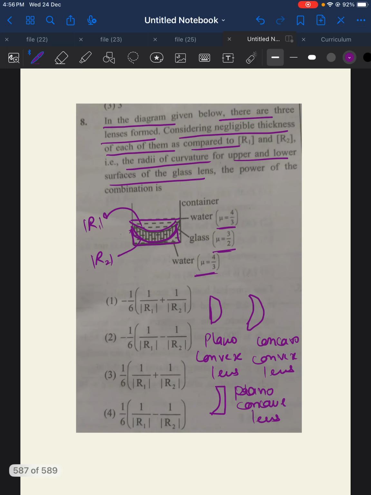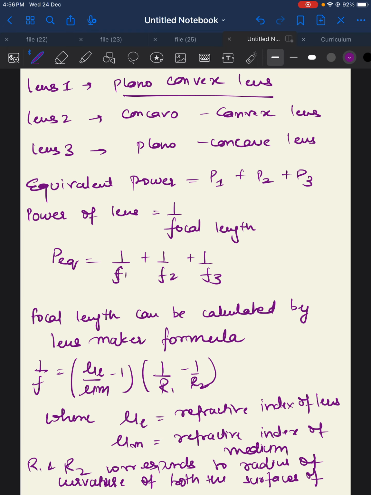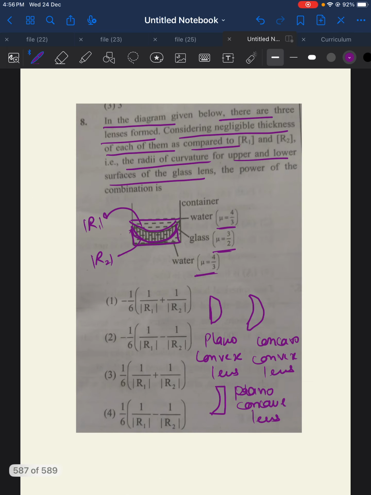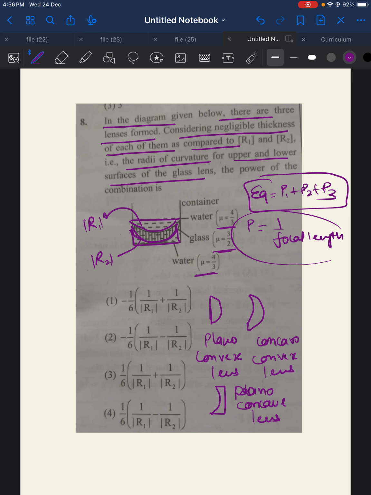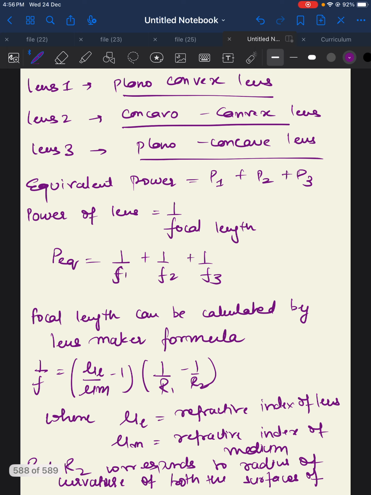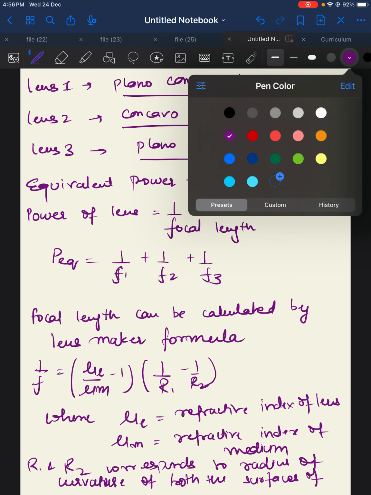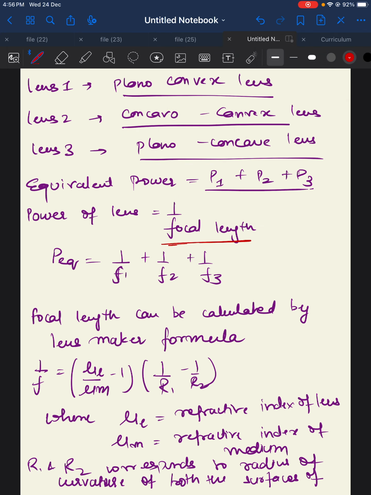Let's see how you will be able to find out the power of the combination. First is the plano-convex lens, then the concavo-convex lens, and the third is the plano-concave lens. Now we know the equivalent power is equal to the sum of the power of individual lenses, right? So the equivalent power should be P1 plus P2 plus P3, and the power of an individual lens is the reciprocal of its focal length.